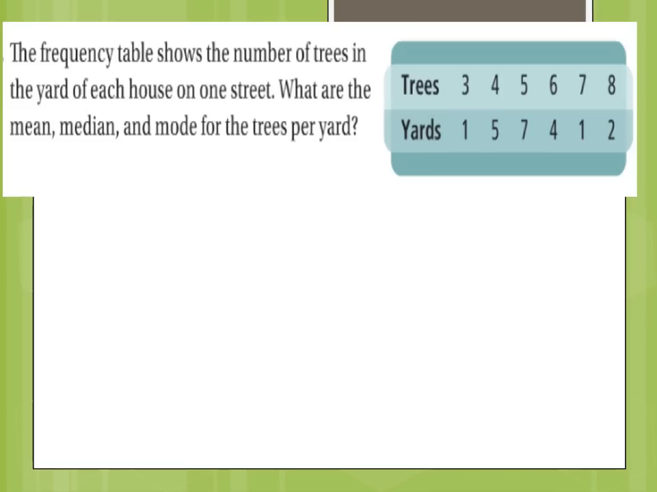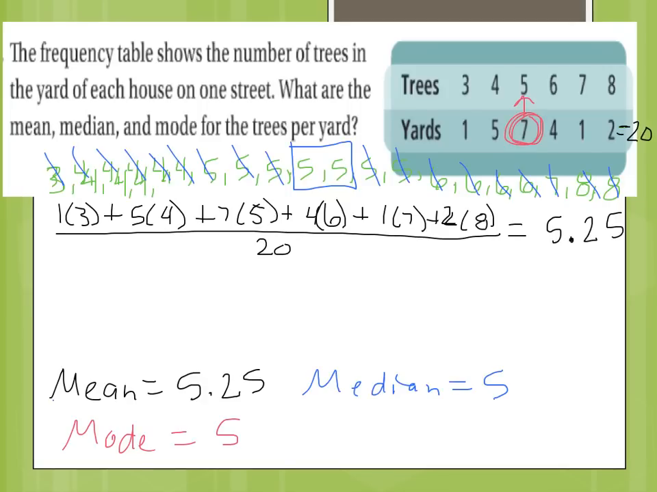Right now I want you to pause the video. Yes, pause the video and attempt this problem by yourself. Find the mean, median, and mode. You should have got the mean equal 5.25, the median equal 5, and the mode equal 5. As you can see, when I did the median, I was in between both 5 and 5, but if you took the average of those two numbers, it's still going to end up being 5.